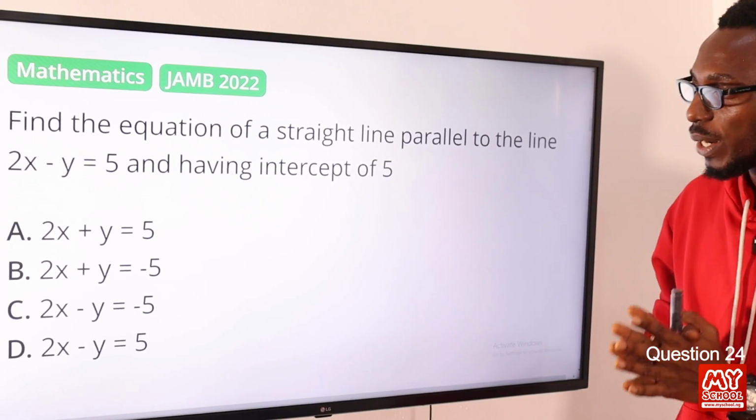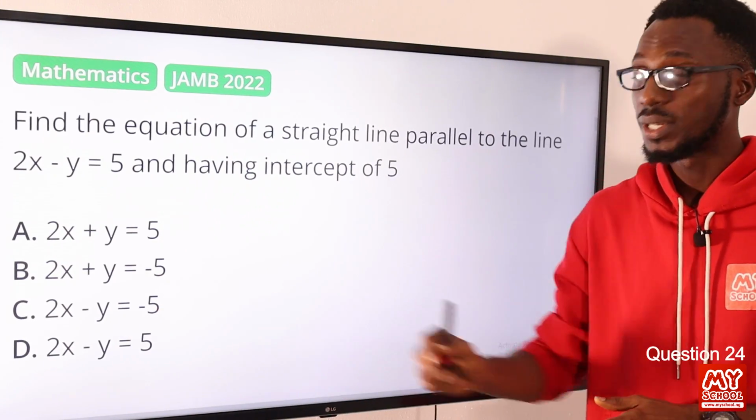2x minus y equals minus 5. So this is it. So option C is the correct option.